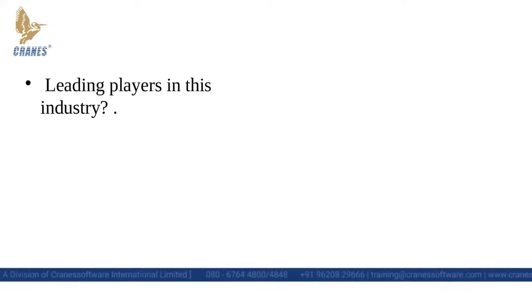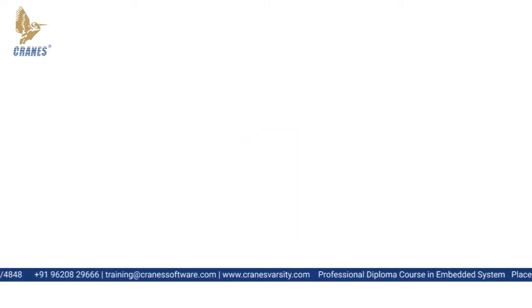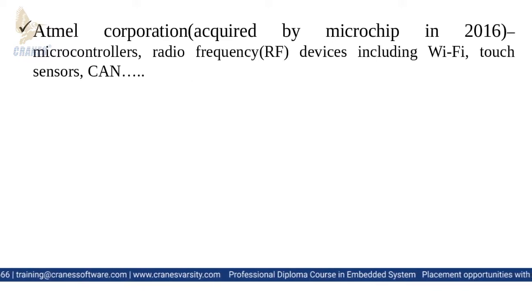When it comes to embedded systems, do you know who are the leading players in this industry? Let's have a look at it. Atmel Corporation, which was acquired by Microchip in the year 2016. Their products include microcontrollers, radio frequency devices, including Wi-Fi, symmetric and asymmetric security chips, touch sensors and controllers, and application-specific products. Atmel modified or specialized many of its products for the automotive market.